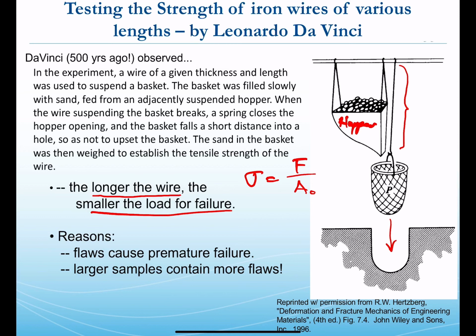So something more is at play here. What's at play is that there are flaws in the material, and that these defects or flaws cause premature failure. So the longer the wire, the more flaws we might have, the more opportunity for a flaw along the length of that wire. Okay, so with that idea, we need to now think more about real materials and accommodate the idea of flaws in those real materials.